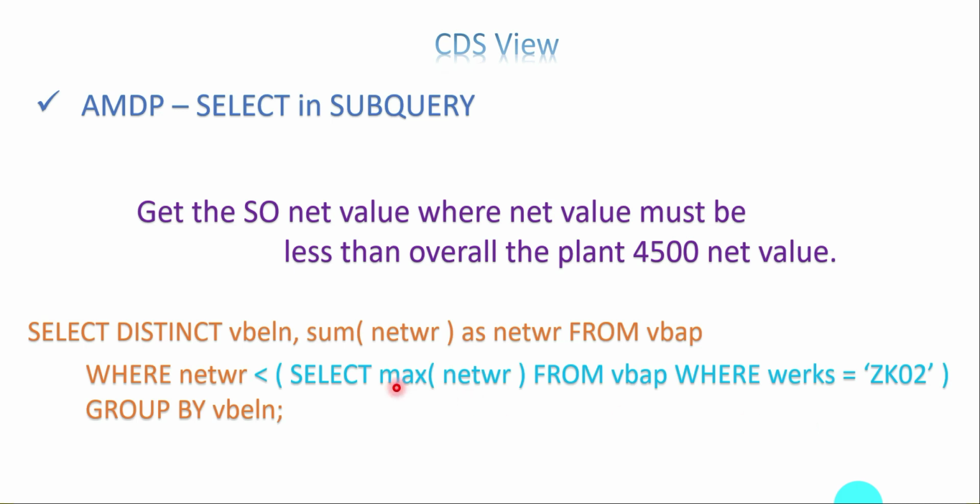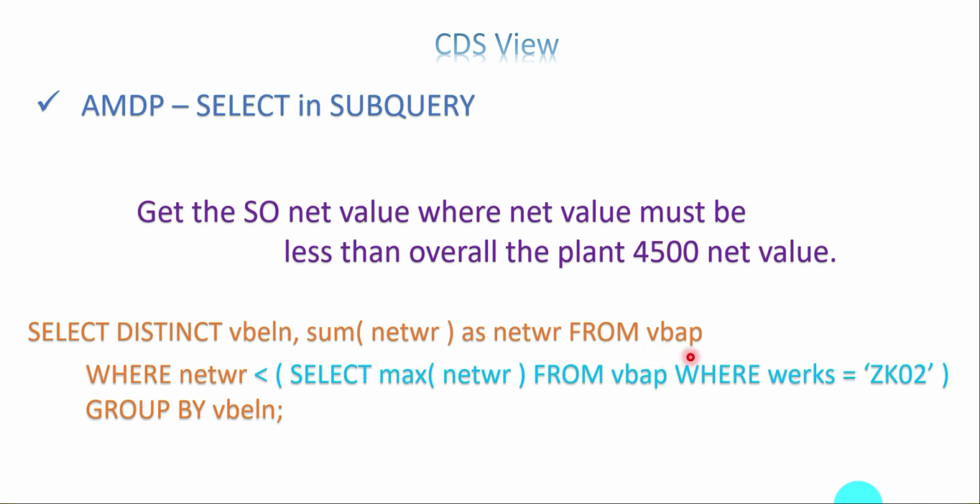So here, what will happen is the subquery executes first. It will get the maximum net value of this plant, and then it considers only those sales orders whose sum is less than that, and only those records are fetched as the result of this entire query. So this is a way you can use a subquery.